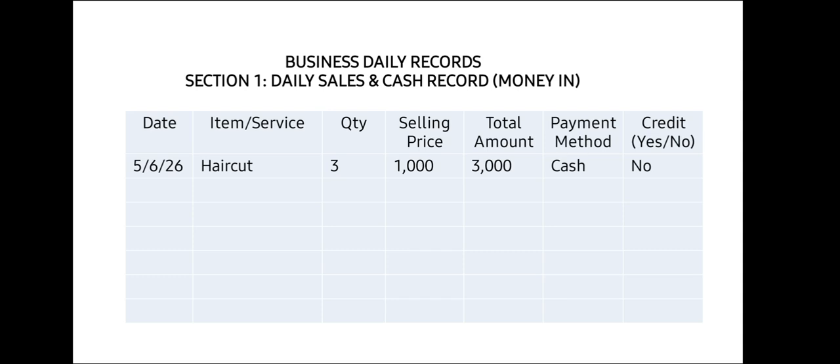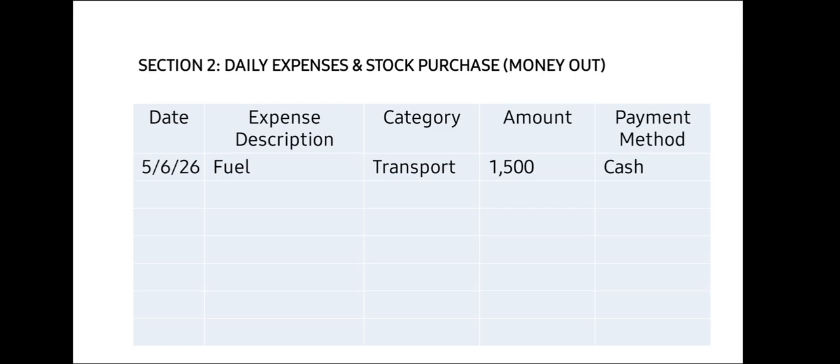Let's say, for example, on 5th June 2026, item, haircut, quantity 3, selling price 1,000 naira, total is 3,000. Payment, cash, credit, no. So why this matters, if you don't record sales, money disappears without explanation. Let's dive to section 2.